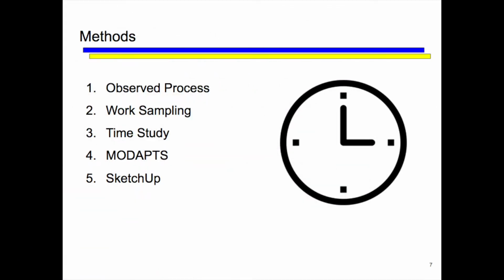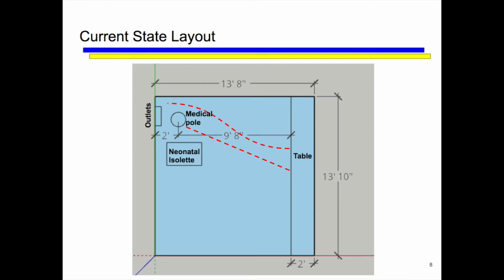In order to do this, we observed the process, completed a work sampling study, a time study, a MODAPS analysis, and created SketchUp layouts of the workplace. Shown here is a layout of a typical NICU room. In order to set up the device, the respiratory therapist must walk from the table to the outlet in order to plug in the device, and then back to the table to retrieve the other components, and then go to the medical pole to set up the rest of the device.